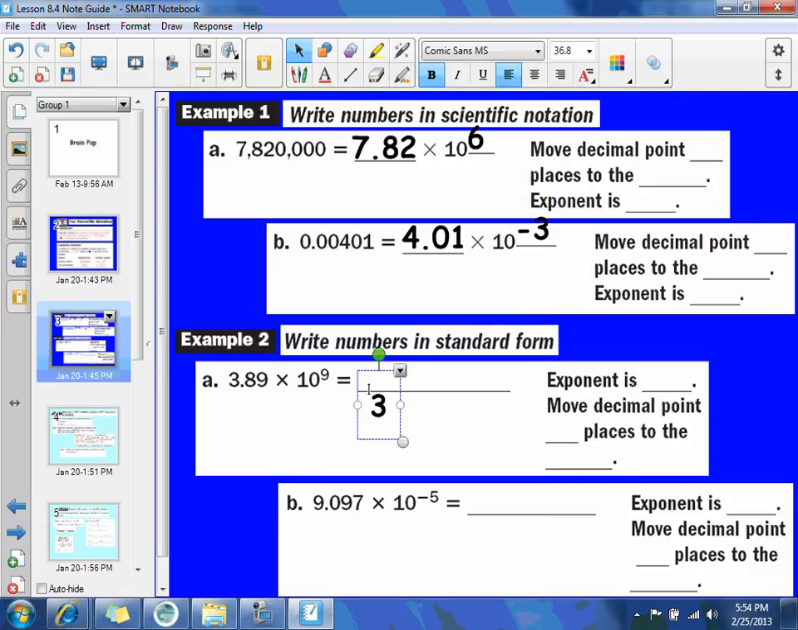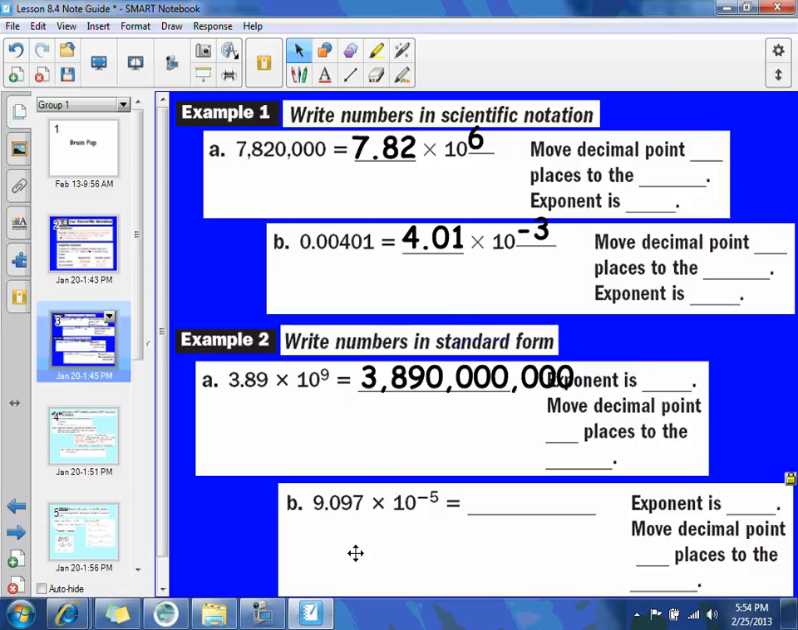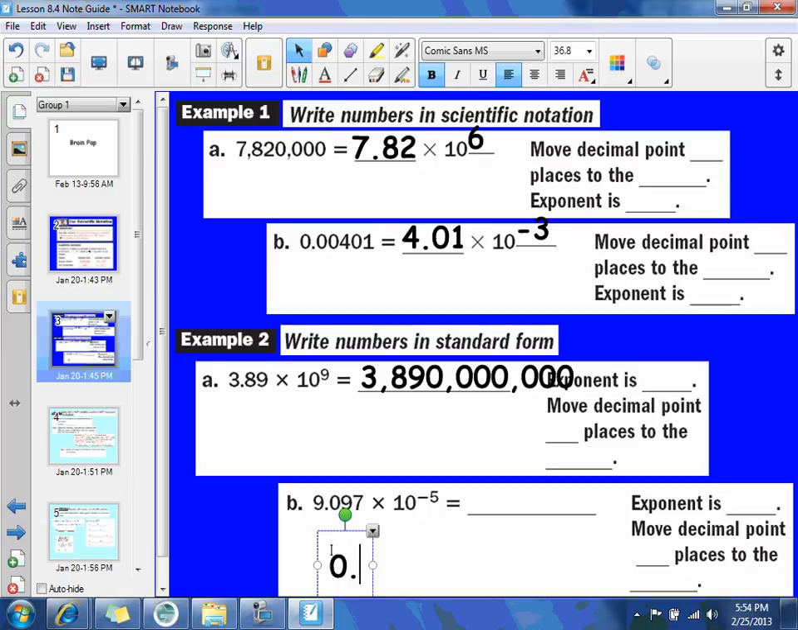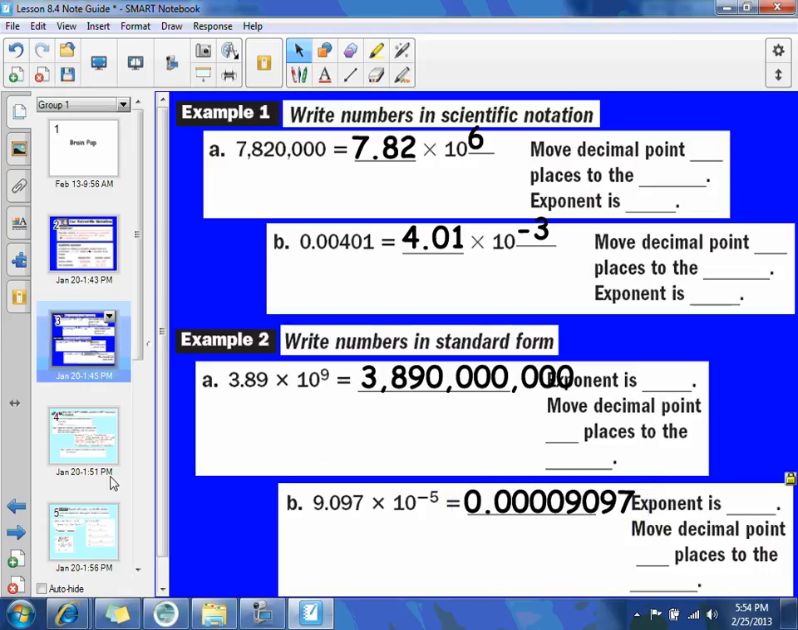So this is 3, 8, 9 with 4, 5, 6, 7 zeros, because it took 2 swings just to get around the numbers. 1, 2, 3, 4, 5, 6, 7, 8, 9. There we go. Now a negative exponent means that we have a small value, a decimal. That means I've had to swing around the 9, and I have 1, 2, 3, 4 zeros. Count that, make sure. My decimal was here between the 9 and the 0. 1, 2, 3, 4, 5. So converting back and forth, no problem.